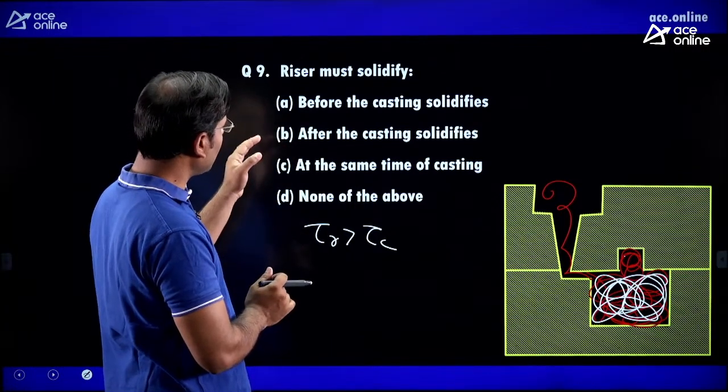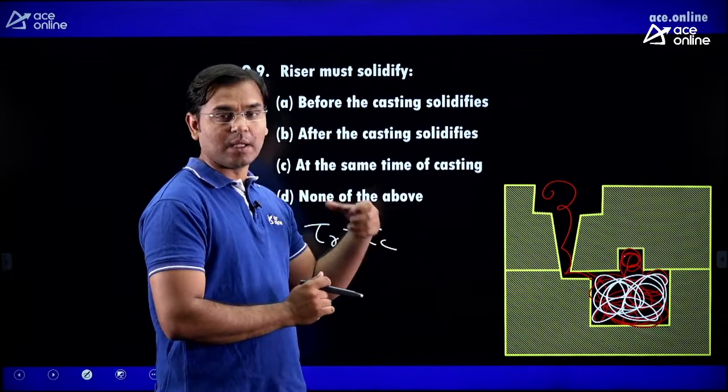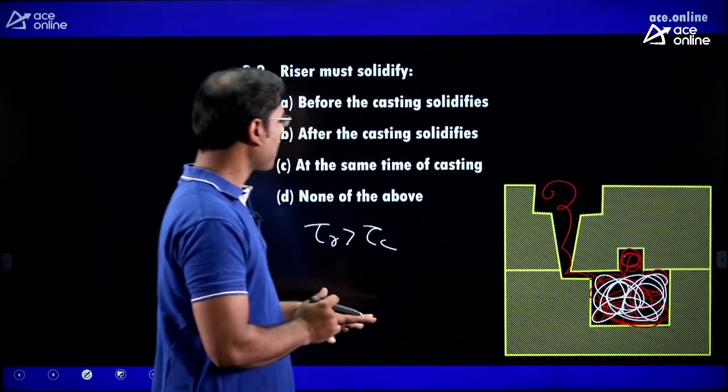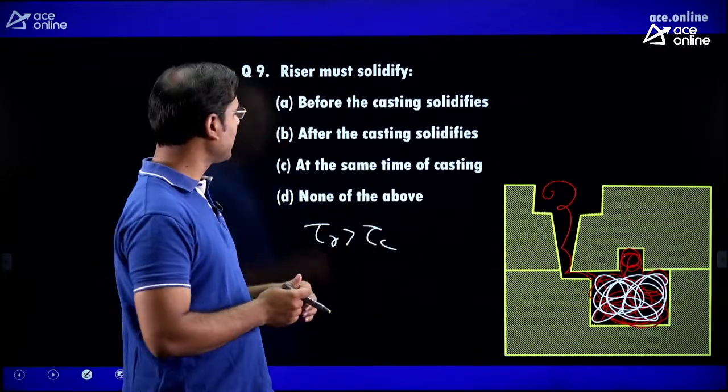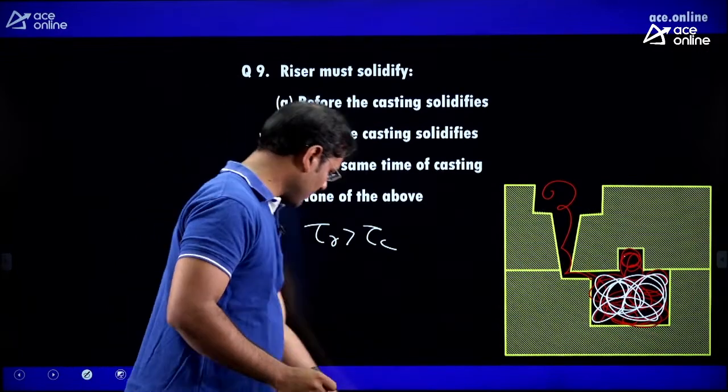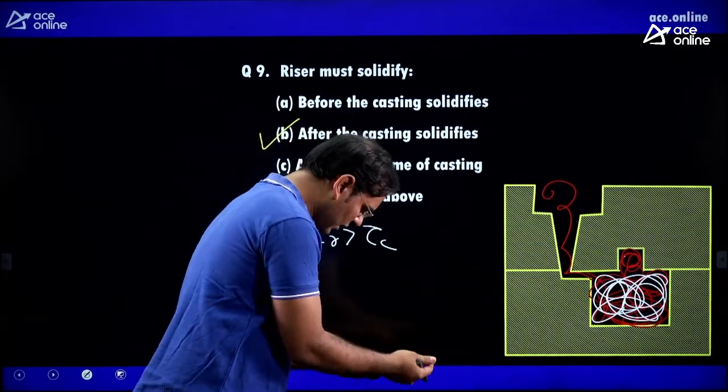Riser must solidify after the casting solidifies. If the riser is converting into solid before the casting, then how can the riser supply the molten metal? Option B, after the casting solidifies, is correct. And one student here gave the correct answer, option B.